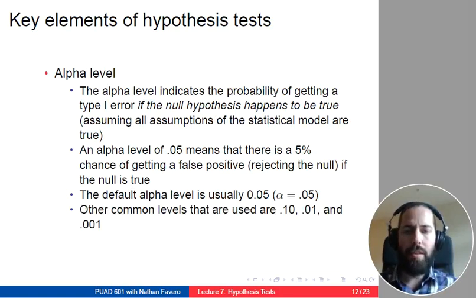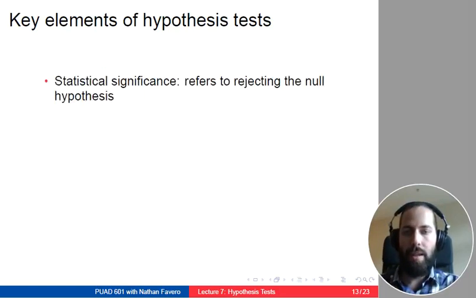Other common levels that sometimes get used by social scientists or other types of scientists would be 0.10, 0.01, 0.001, depending on how certain people want to be that the evidence compels them to reject the null hypothesis. So sometimes you'll come across studies that use other thresholds besides 0.05 for the alpha level.